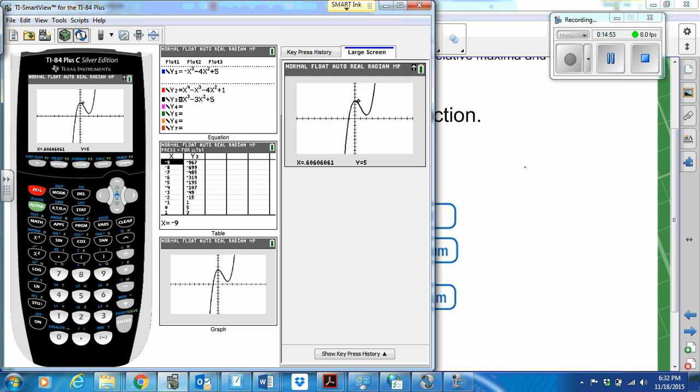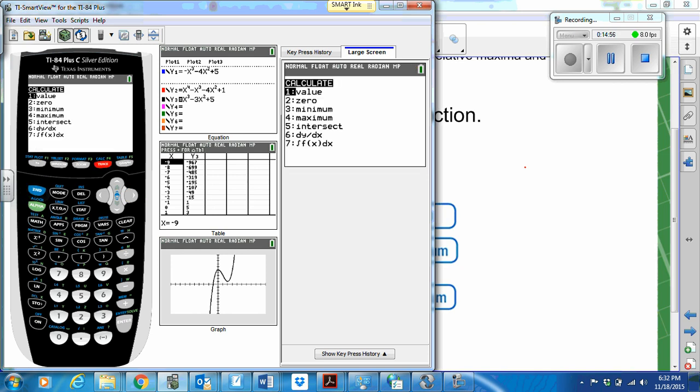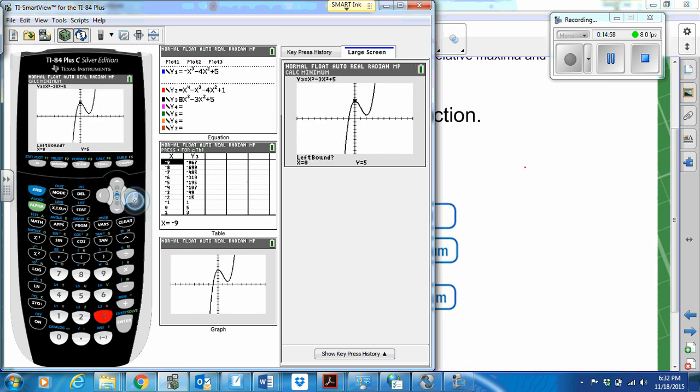So let's go to second calculate. We're going to do the minimum. So left value and right value. Hit enter a third time, and we see that that relative minimum is 1, and it occurs where x equals 2. Don't be fooled by that x equals 1.99999. That rounds to 2, and your calculator does weird things sometimes, but use common sense and say that is 2.